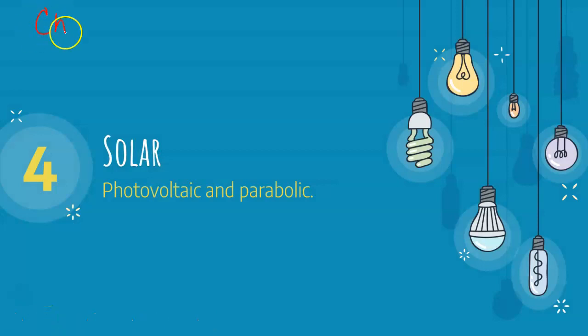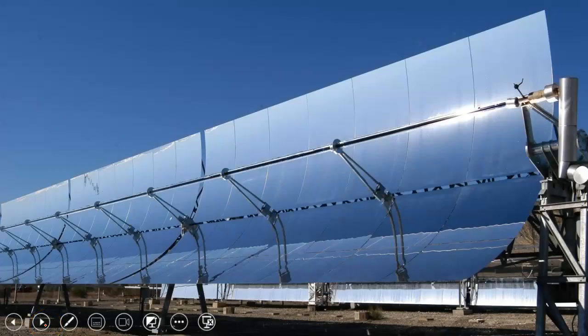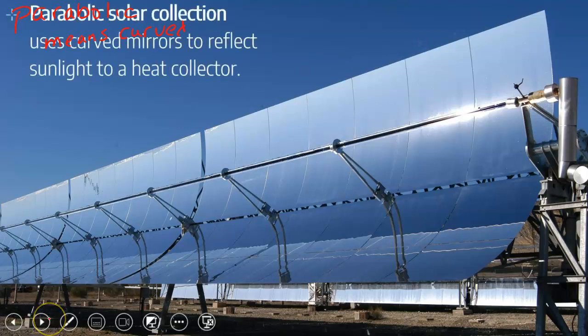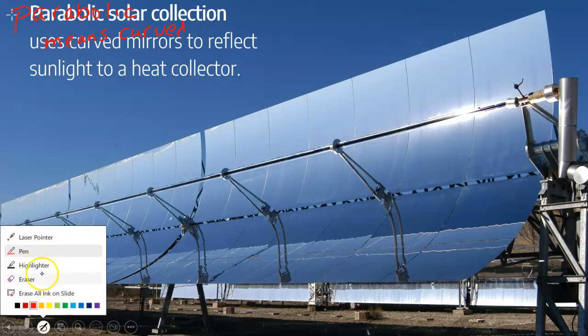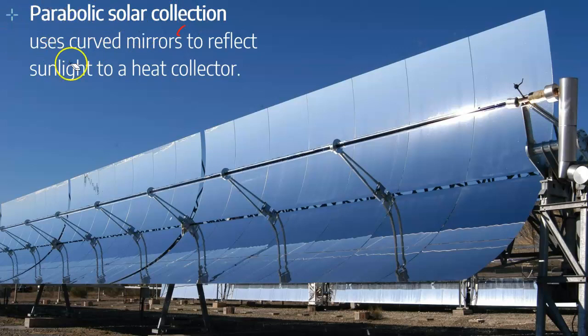Okay, so now we're moving on to chapter 3. Solar power. Parabolic means curved. So the first type of solar power is a parabolic solar collector.